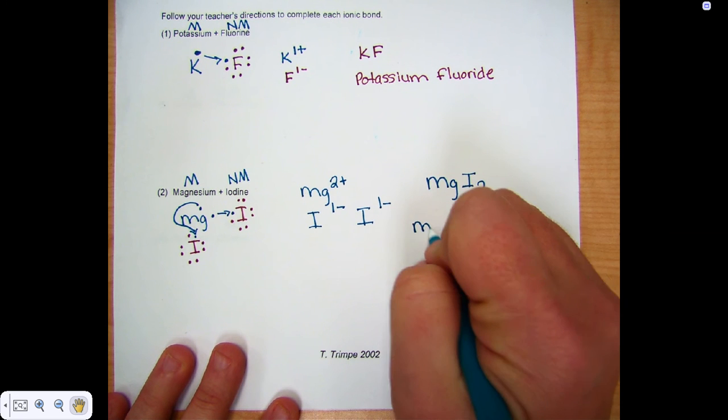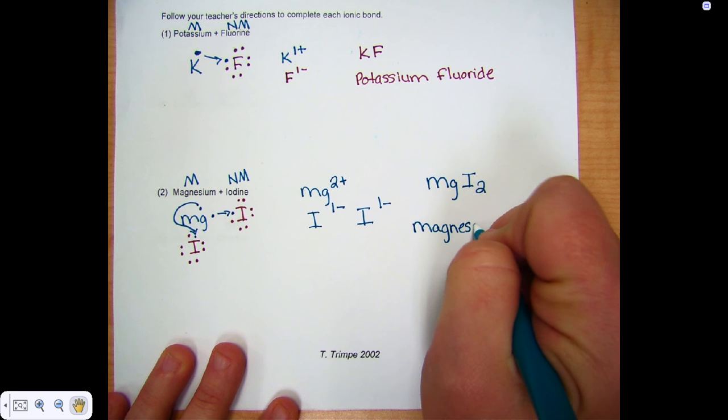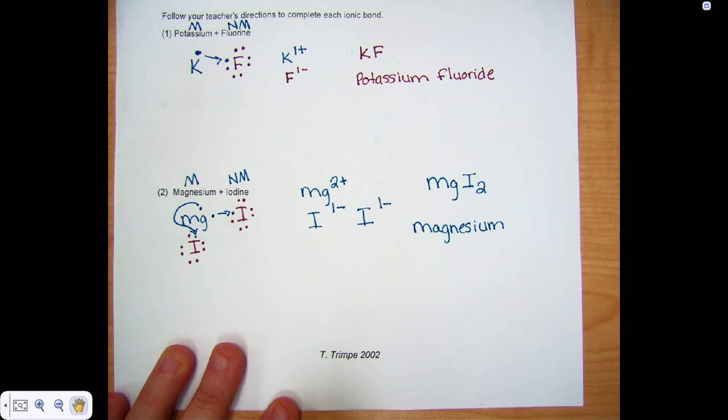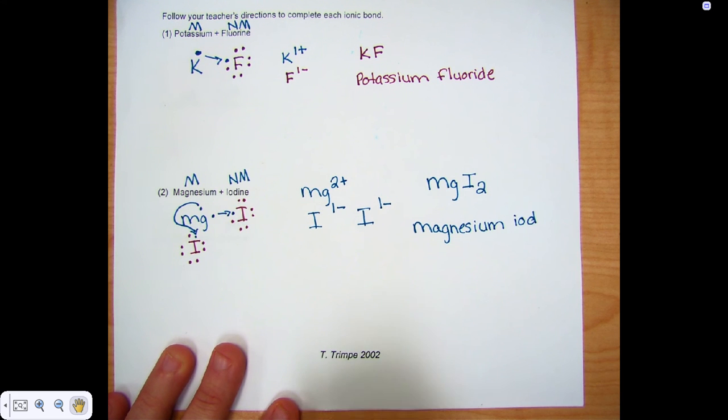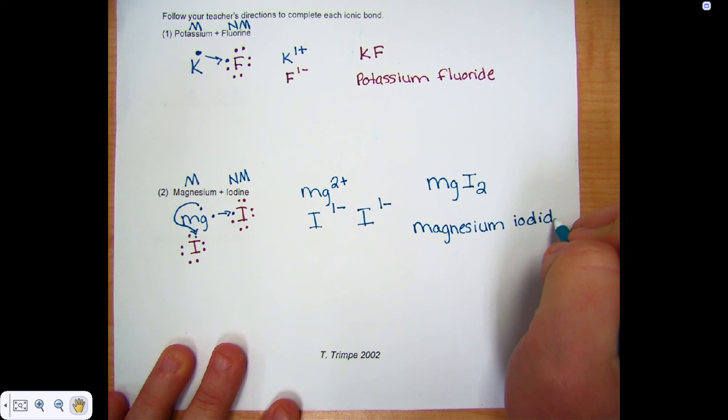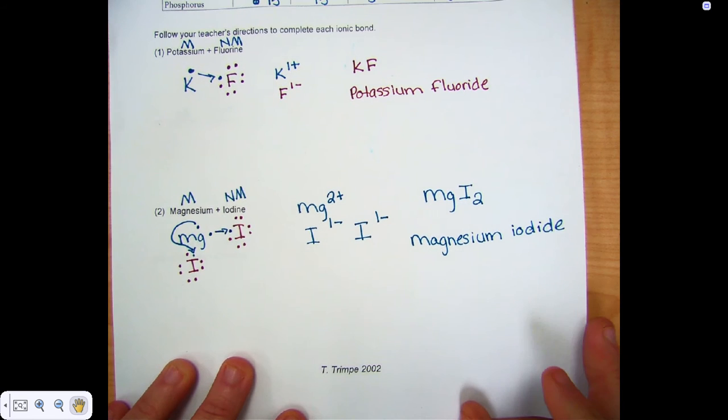So we write the metal, magnesium. And then we do the nonmetal, iodine, but we drop the ending in at IDE. All right.